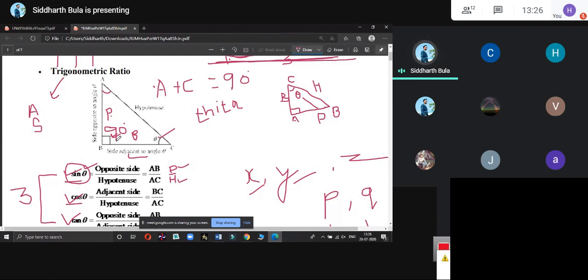तभी तो जाके तीनों एंगल का सम 180 डिग्री होगा. One is already 90 degrees, and these two must together be 90 degrees. That means each of these two angles, A or C, can have a value ranging between 1 to 89. Not even 90, not even 0 degrees. This is 1 degree, this has to be 89 degrees.